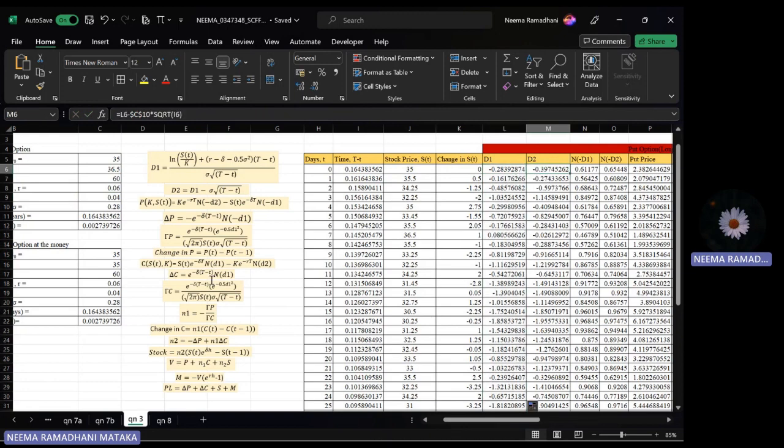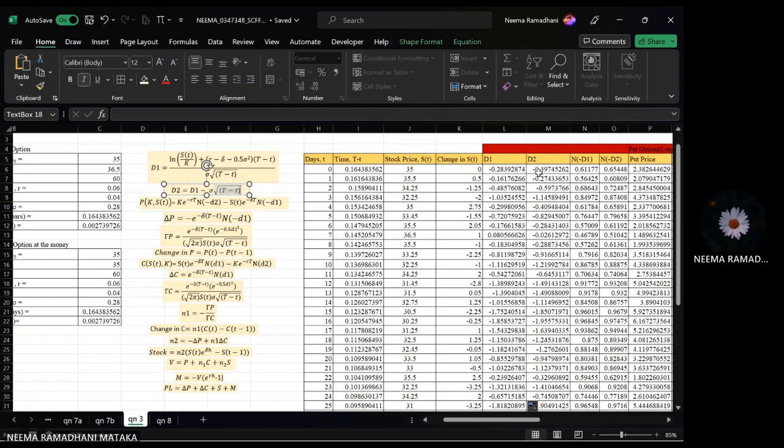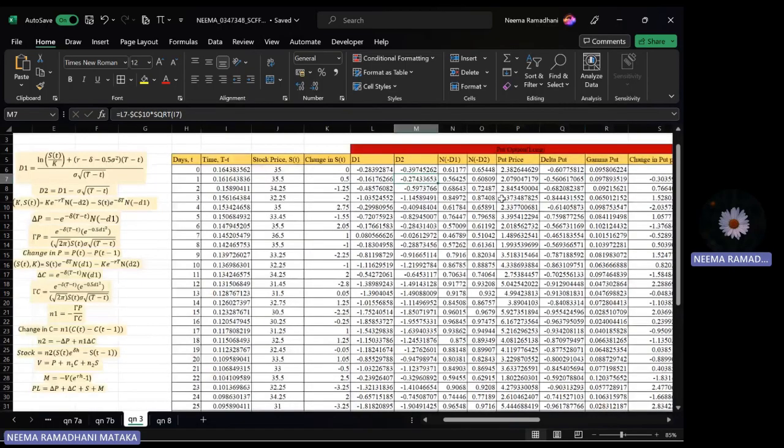For d2, the formula uses the result from d1. You take d1 minus sigma times the square root of (T minus t). After that, I calculated N(-d1) and N(-d2).